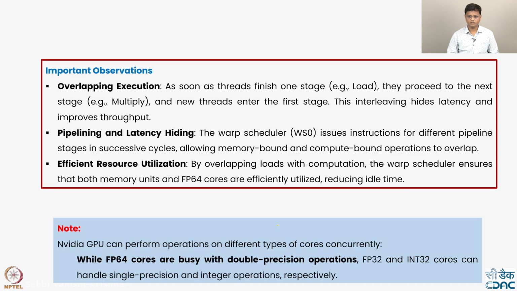Efficient resource utilization. By overlapping the load operation with computation, the warp scheduler ensures that the memory units and FP64 units are efficiently utilized, reducing the idle time. So, these are the important observations from the warp level flow diagram and pipelining stages.